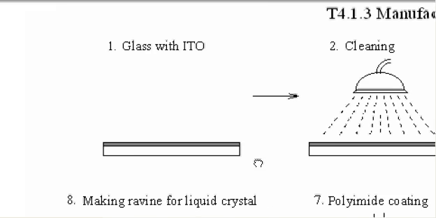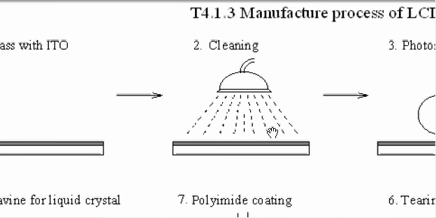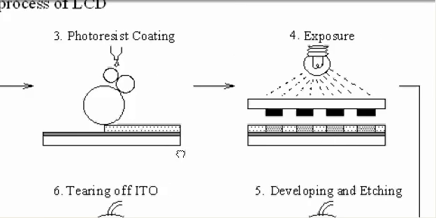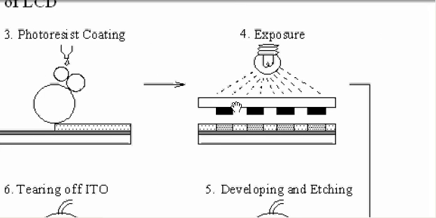And it is dirty, and we need to wash it, clean it. Normally, we use a brush wash with a detergent and rinse it with DI water. That is iron-free water to clean the glass. Then we use a photoresist coating. We use a roller coating on it, and then we put a black mask on the top and use UV light to expose it.